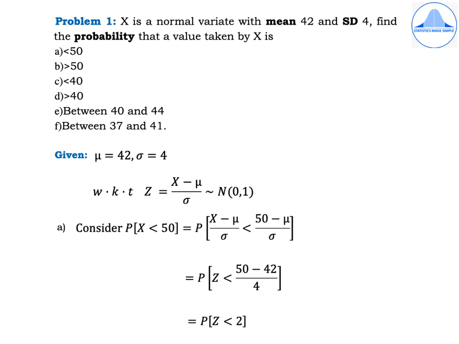Because the problem is given in terms of X, we have to convert it into Z. So the next step you will get is probability of, you know that X minus mu by sigma is nothing but Z. So write Z is less than 50 minus mu, which is 42 in the problem, and sigma is 4. So you will get probability of Z less than 50 minus 42 divided by 4, and if you simplify this, it will be equal to probability of Z less than 2. So the problem which was in terms of X, we have converted into Z, and we have got this step as probability of Z less than 2.